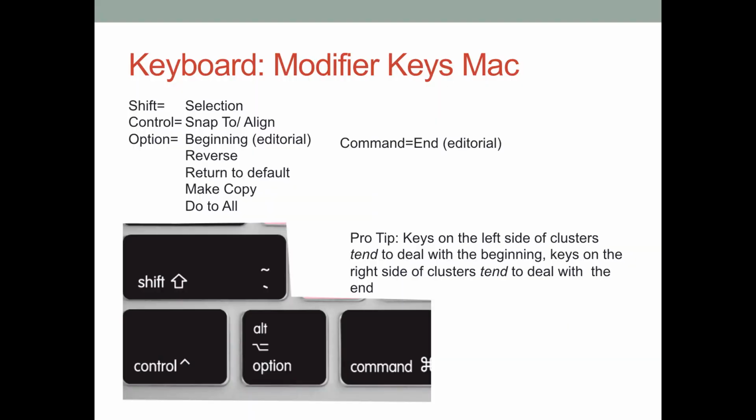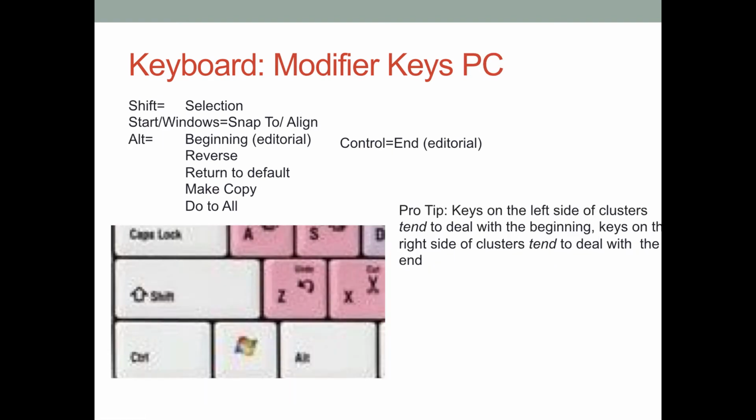When we were in Mac-only labs, it's easier to remember. Unfortunately, when you're thinking about this in terms of a PC, it gets a little bit more difficult. Sorry, I don't have a better picture of a PC keyboard, but Shift is still your selection modifier. Your Snap to modifier key or your alignment key is this Start or Windows key. And then your Alt key deals with the beginning when we're thinking about things in terms of editorial, or it will reverse stuff. And then Control is the one that deals with the end.